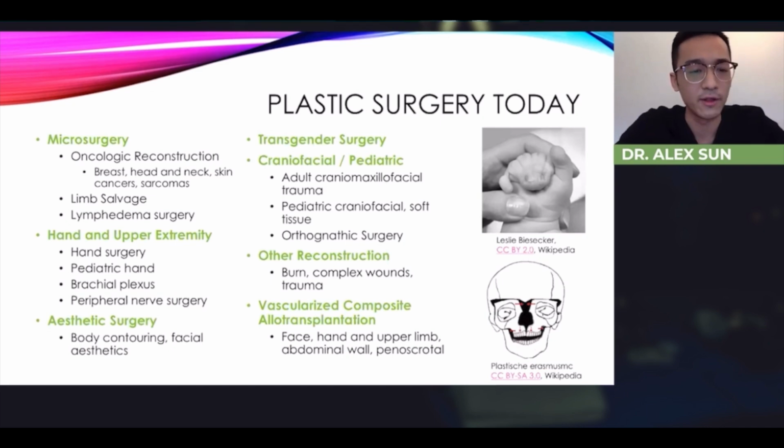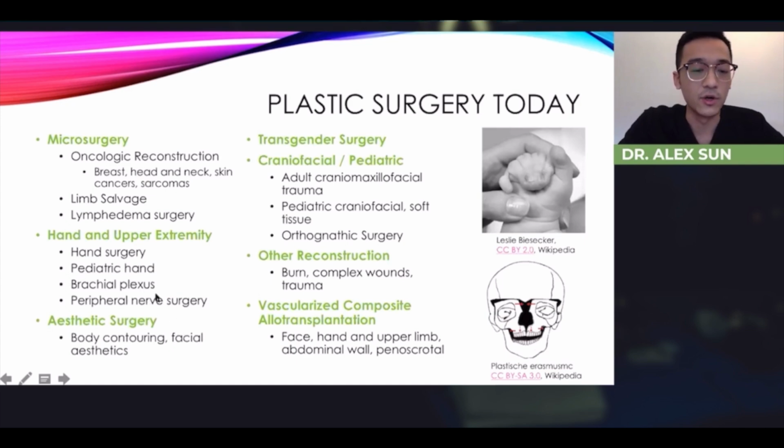Hand and upper extremity is another subspecialty that is actually shared with orthopedic surgery. So hand surgery refers to surgery distal to the elbow, and you can go into hand surgery either through plastic surgery or through orthopedics. This deals with bony diseases of the hand, also soft tissue problems, reconstructing the hand as well, amputations and reattaching fingers or hands. Pediatric hand refers to congenital pediatric hand deformities, like the syndactyly shown here.